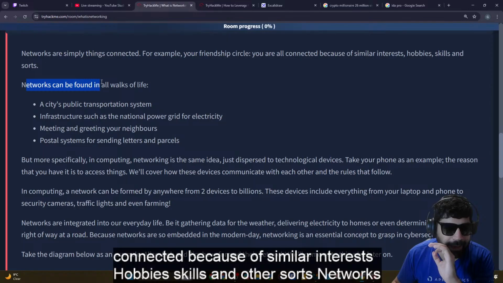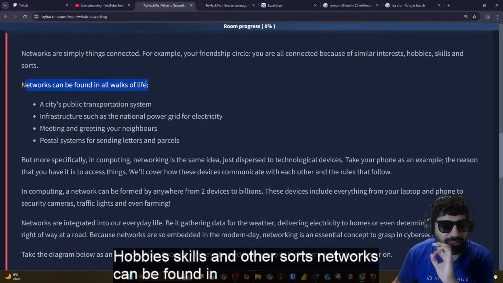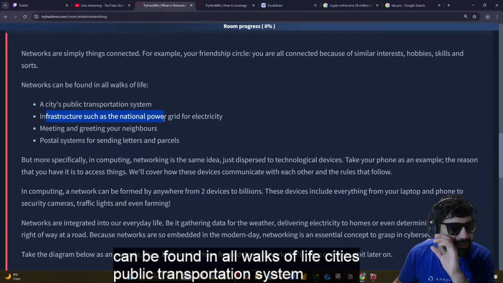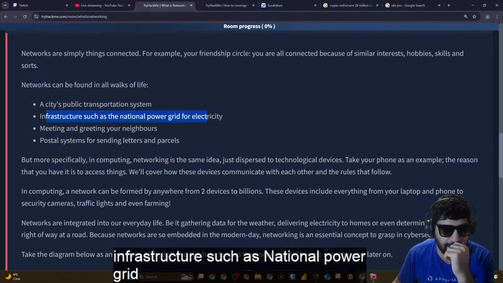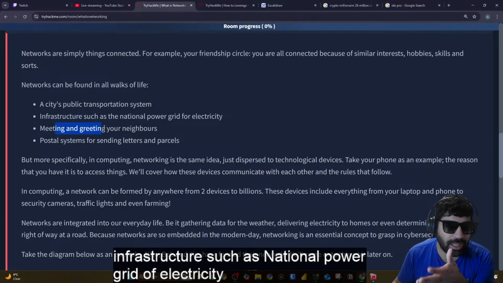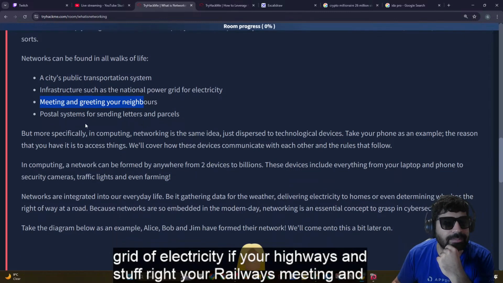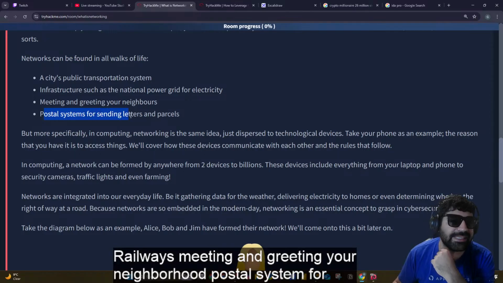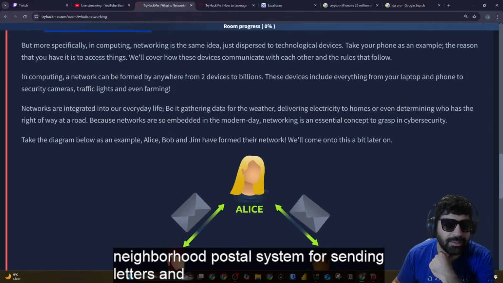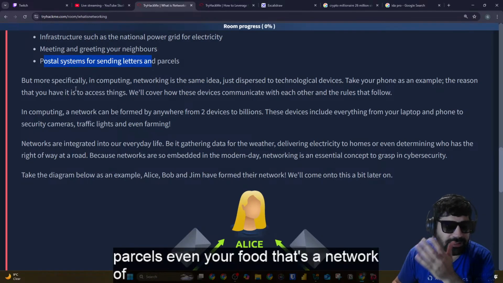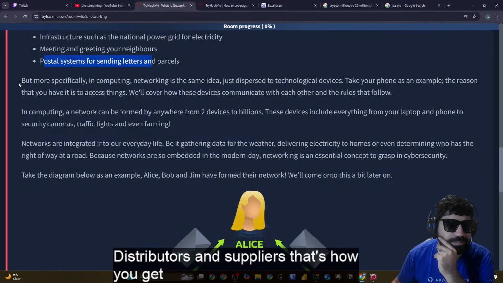Networks can be found in all walks of life: a city's public transportation system, infrastructure such as the national power grid of electricity, your highways, your railways, meeting and greeting your neighborhood, the postal system for sending letters and parcels. Even your food comes through a network of distributors and suppliers. That's how you get it, right?